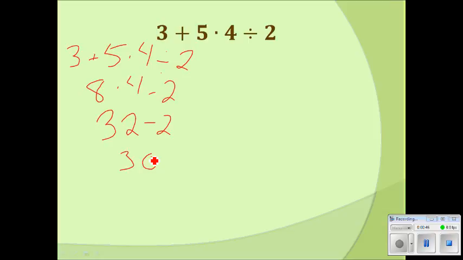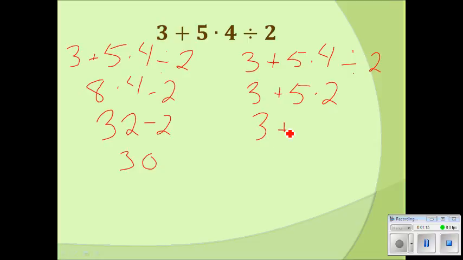Okay, so I have an answer here. Let's try solving it a different way. Starting with my original, let me solve it backwards. So 3 plus 5 is going to stay. 4 divided by 2 gives me 2. Okay, now I'm going to solve the back end again. 5 times 2 is 10. And 3 plus 10 gives me a 13.